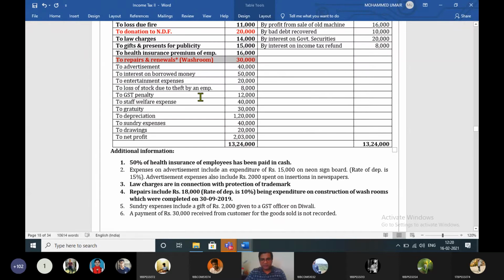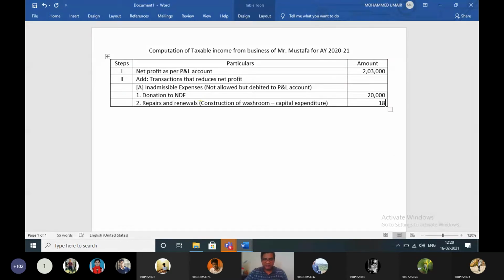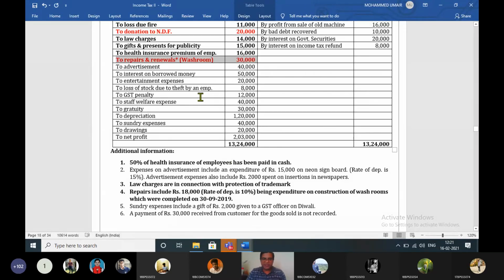The amount spent on this is 18,000. Now, since this is a capital expenditure, the SSC can claim depreciation on this. So depreciation is yet to be charged. So I'll just put a star mark there.